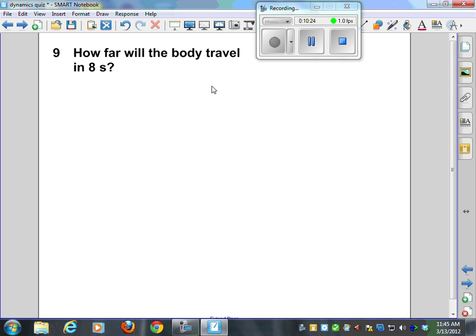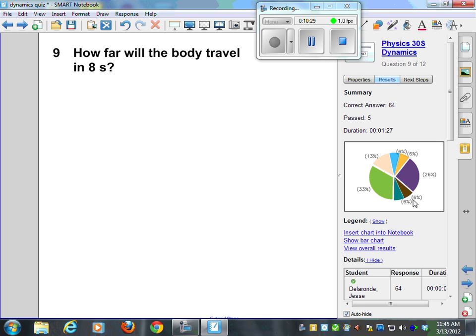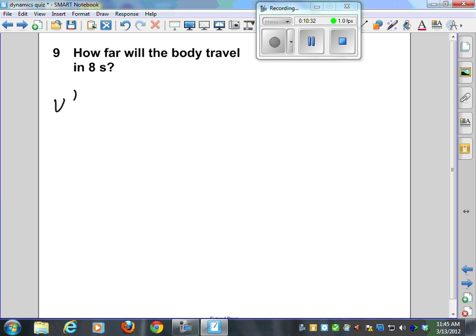How far will the body travel in 8 seconds? If the final velocity was 16? Now in the formula that has distance in it, v bar is equal to d over t. Does v bar equal vf? Why not, Adam? Because v bar is average velocity. You can't just take the final velocity times the time. You've got to find the average. What is the average? vi plus vf over 2.